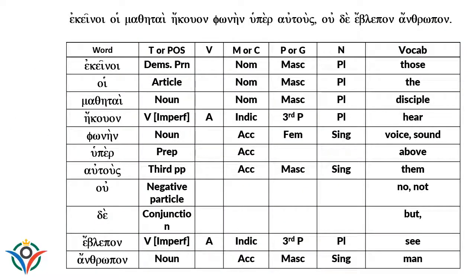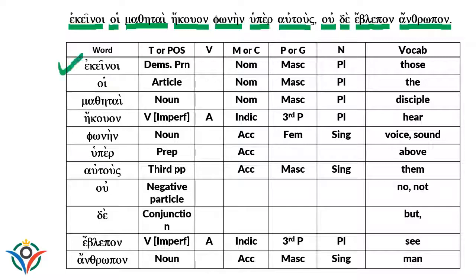Let's take a look at our second example for this lesson. The Greek text reads, ekenoi hoi mathetai akuon phonein hupe autus u de eblepon anthropon. So, ekenoi is a demonstrative pronoun, nominative, masculine, plural. We translate it therefore as those. Then we have hoi, an article, nominative, masculine, plural.